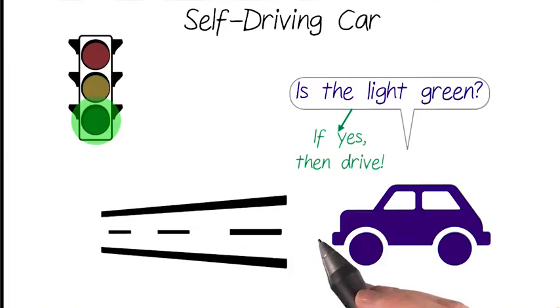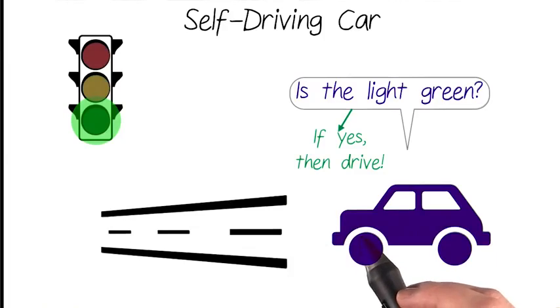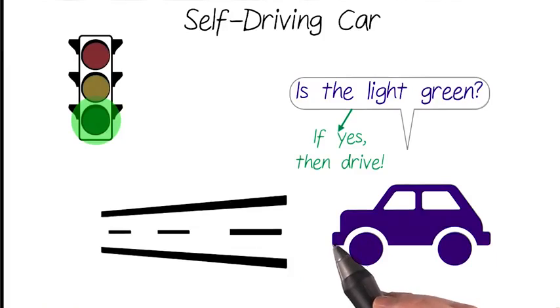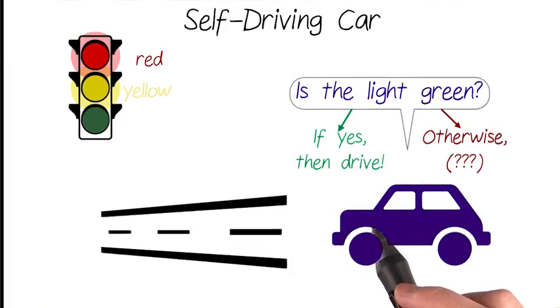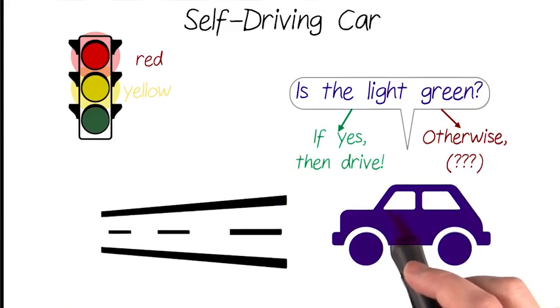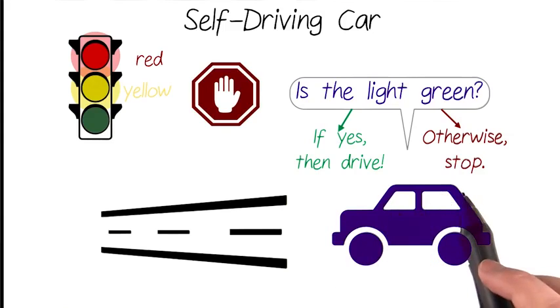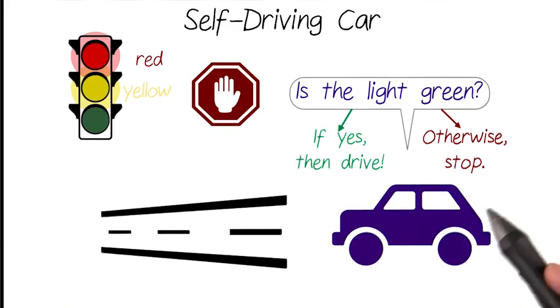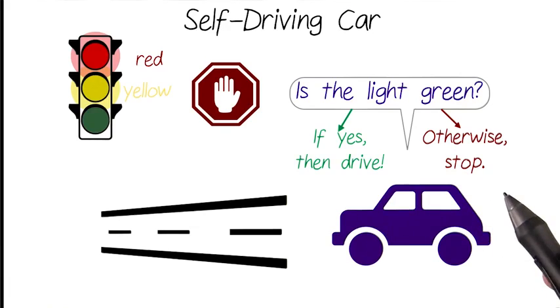So now, for our self-driving car, we have a car that drives when it sees a green light, but it doesn't do anything specific when it doesn't see a green light, like when the light is yellow or red. And for safety, we want to tell it to stop whenever the is-light-green condition is false. And Java gives us an easy way to do this, with an else statement.